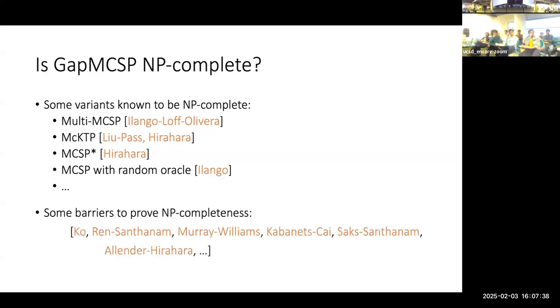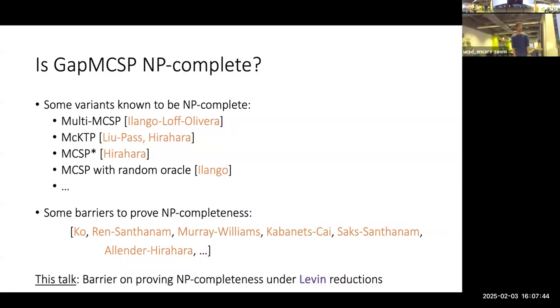We have barriers on proving NP-completeness of these problems, and what I want to show you today is a specific barrier, a barrier on proving the NP-completeness of this problem with respect to so-called Levin reductions. So the next thing I want to say is what Levin reductions are.